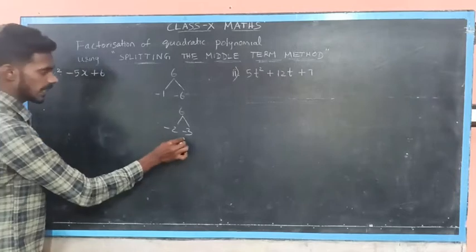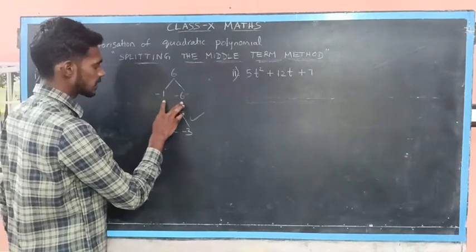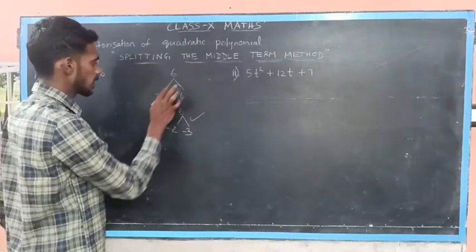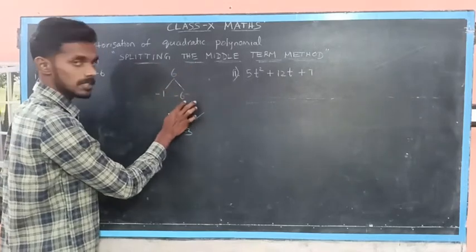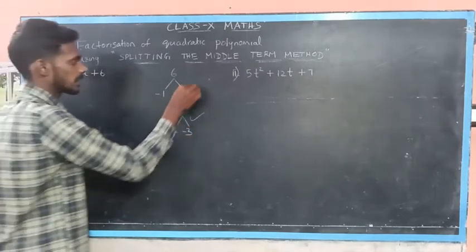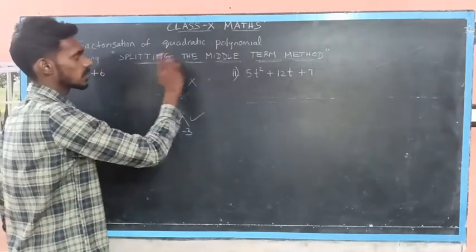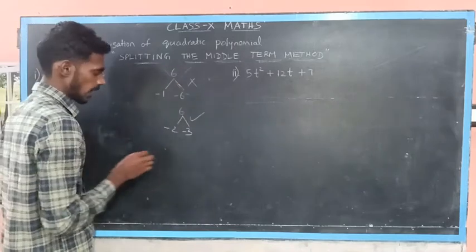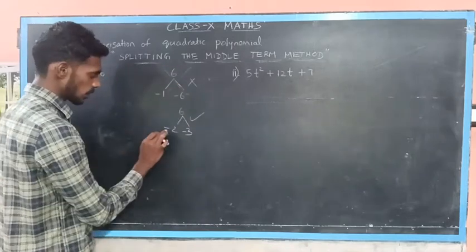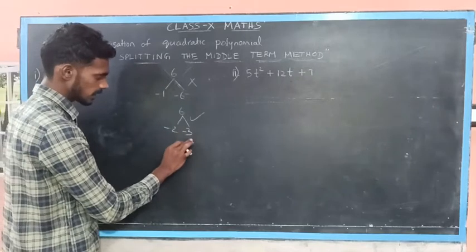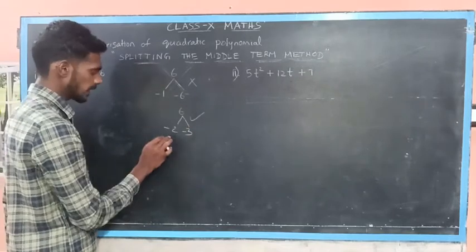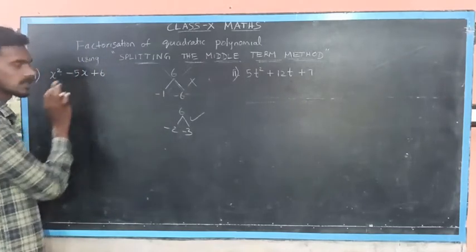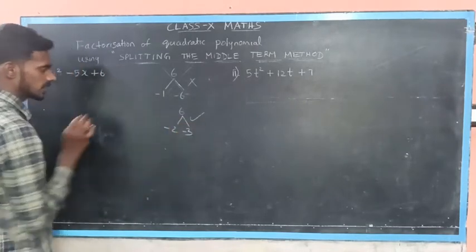So this can be satisfied. But apply this one: −1 into −6 gives 6, but −1 − 6 becomes −7. So it is not satisfying the rules of the splitting the middle term method. So I am neglecting these factors and taking these factors alone. −2 into −3 gives +6, then −2 − 3 gives the x coefficient, that is −5.